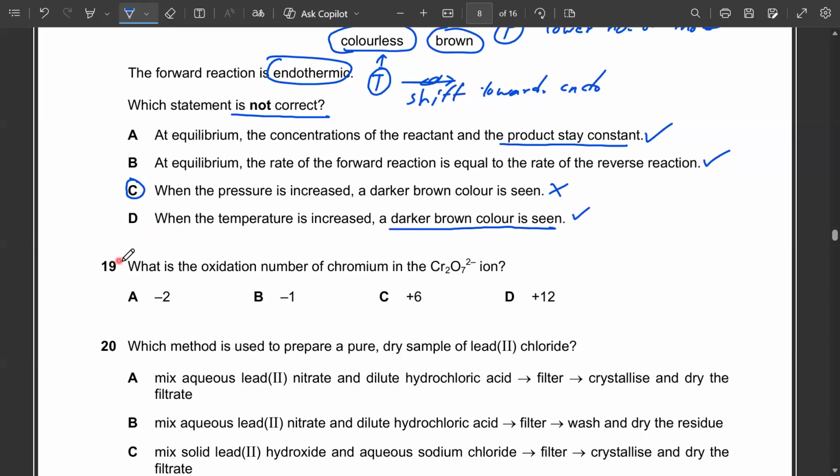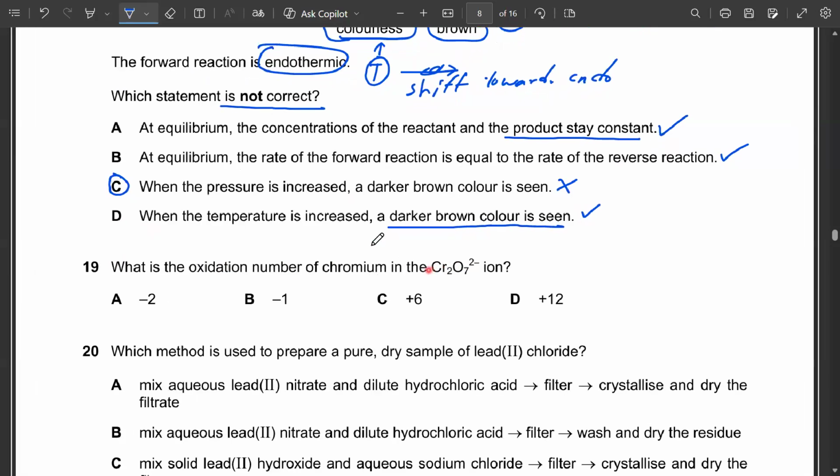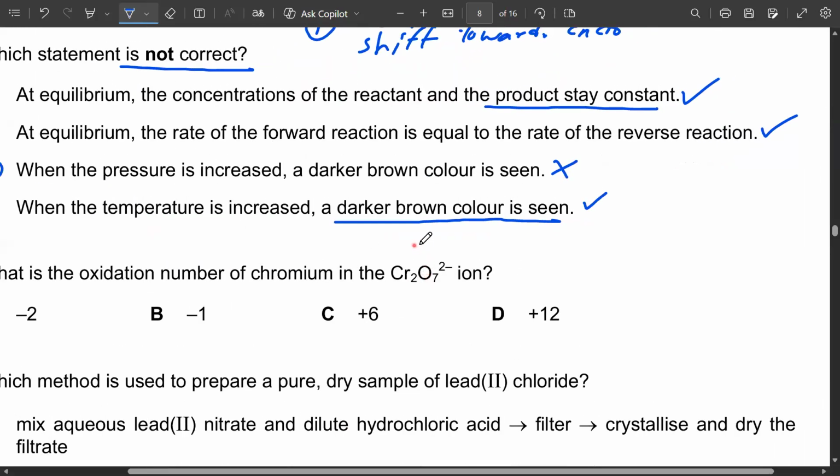Then the last question: what is the oxidation number of chromium in Cr2O7 2-? Do the simple calculation. There is a -2 charge for 7 atoms of oxygen, so -2 times 7 gives you -14. The overall charge is 2-, which means the positive charge on the chromium should be +12. The +12 is for 2 atoms, so for 1 atom of chromium, dividing by 2 gives you +6. So +6 is the correct option C.